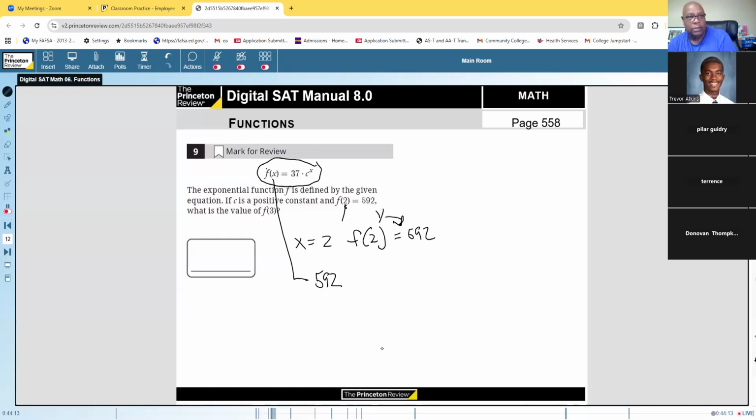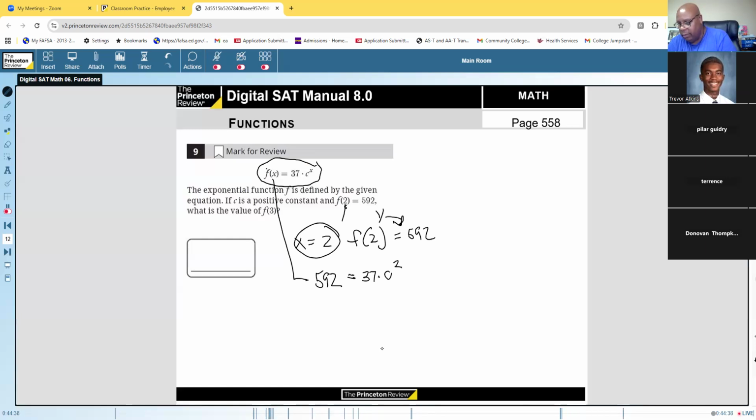I couldn't write on the test on that, right? I'd probably reproduce it on the scratch paper. So 592 is equal to 37 times c squared. And it's c squared because x is the variable there. x is 2. All right?